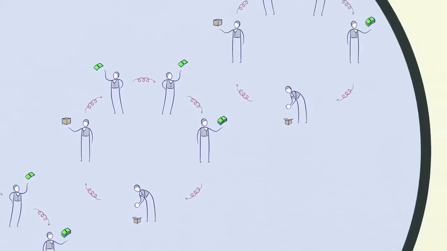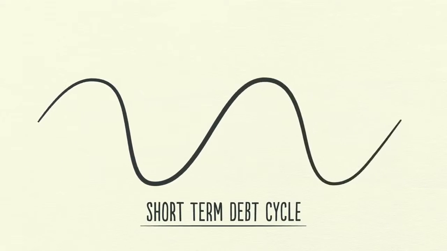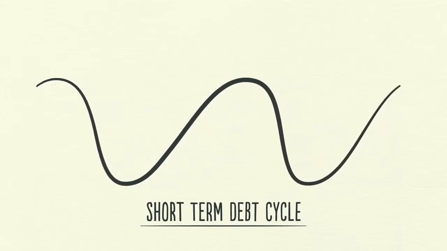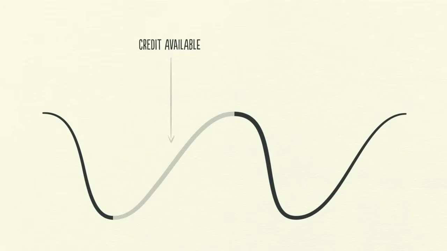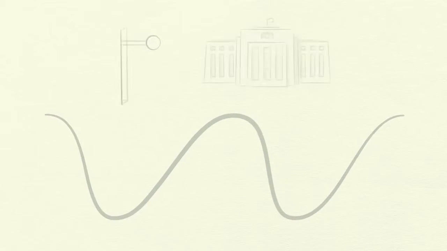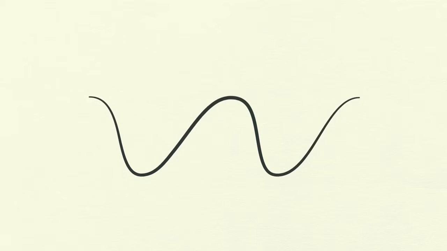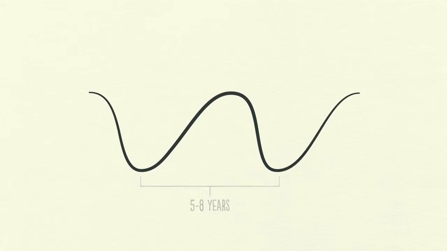As you can see, the economy works like a machine. In the short-term debt cycle, spending is constrained only by the willingness of lenders and borrowers to provide and receive credit. When credit is easily available, there's an economic expansion. When credit isn't easily available, there's a recession. And note that this cycle is controlled primarily by the central bank. The short-term debt cycle typically lasts 5 to 8 years and happens over and over again for decades.